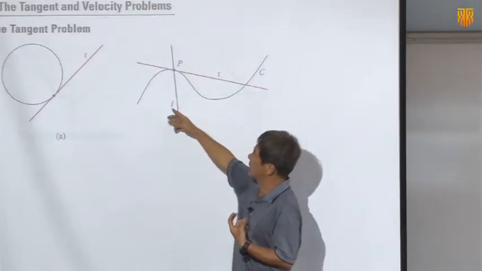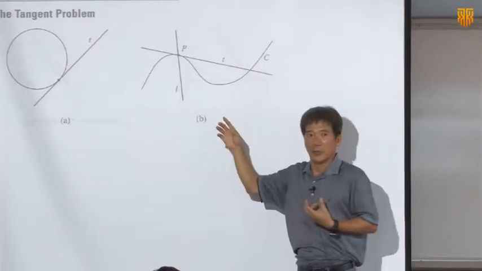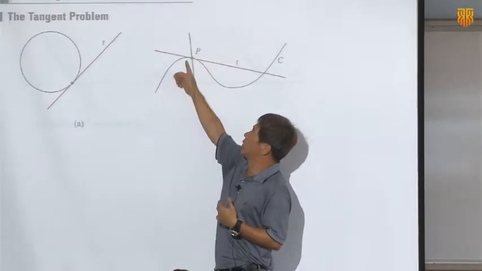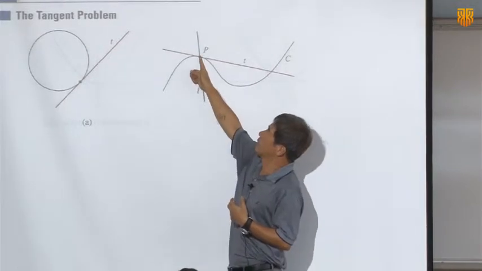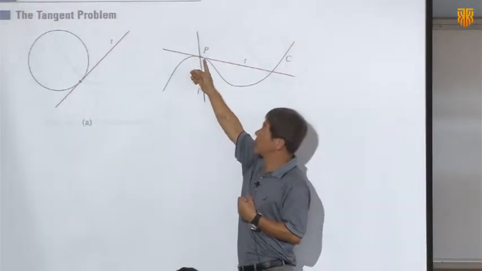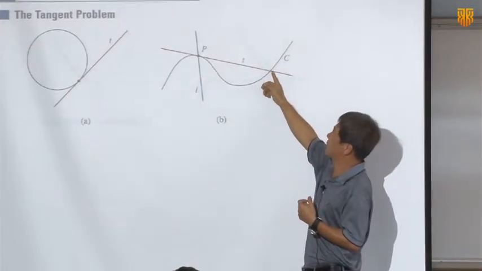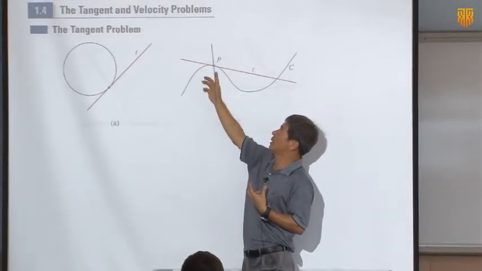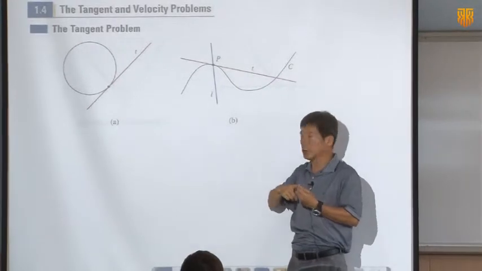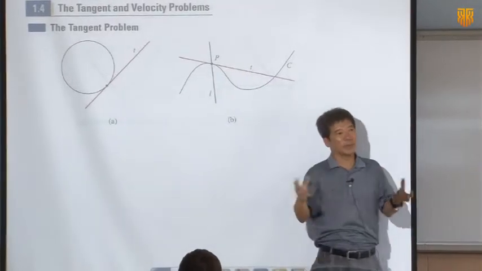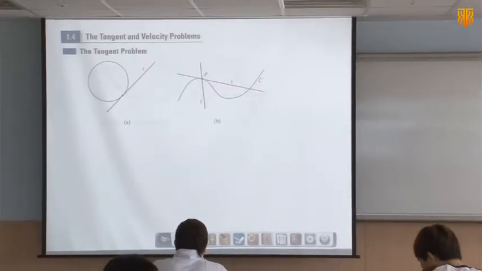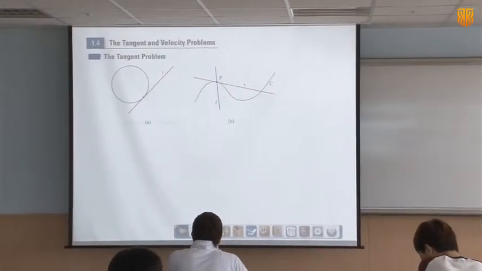Suppose you have a curve like this, and you want to find the tangent at this point. You draw a line through this point that touches at one point. This line can possibly cross the curve elsewhere, but still you can say this is the tangent at this point. We want to look at the meaning of tangent when you have a curve and a line.